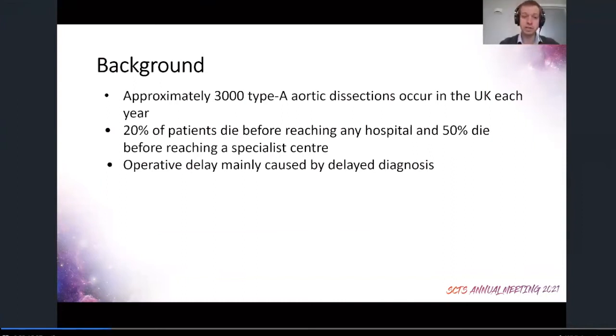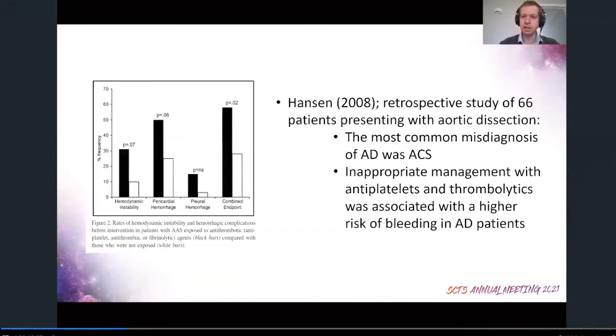And really, we know that the main cause of operative delay is delay in the diagnosis of type A dissection. And it's not just the delays in the diagnosis, it's also the potential for mismanagement causing further harm to these patients. Hansen et al. showed in a paper a few years ago that the most common misdiagnosis in cases of aortic dissection is acute coronary syndrome. And further, that if these patients are managed with antiplatelets or thrombolytics, they're exposed to additional risk of bleeding and short-term mortality.